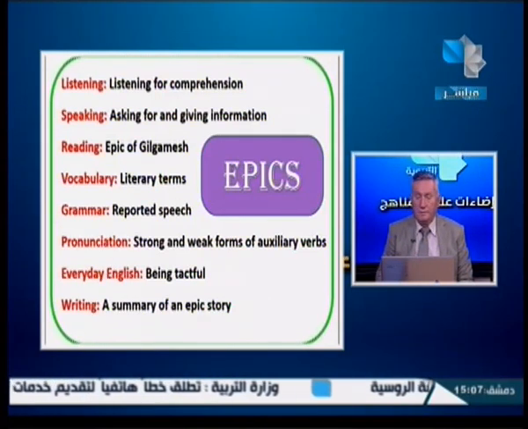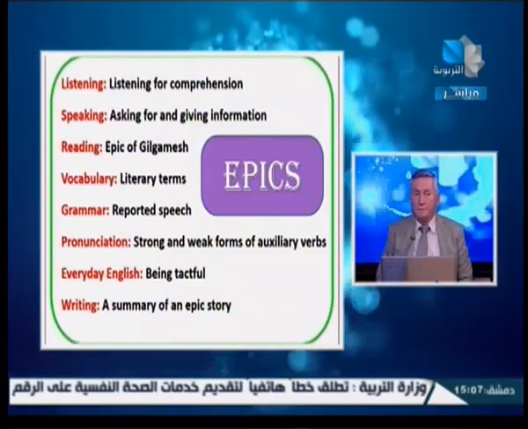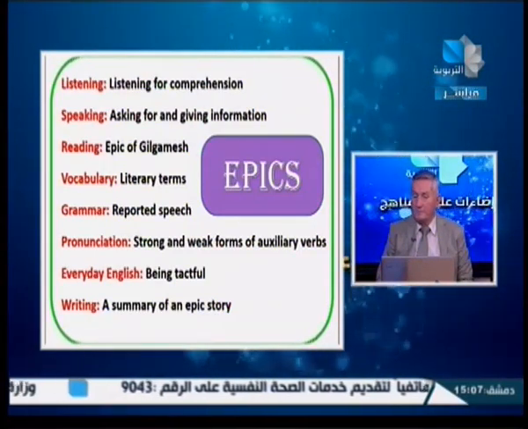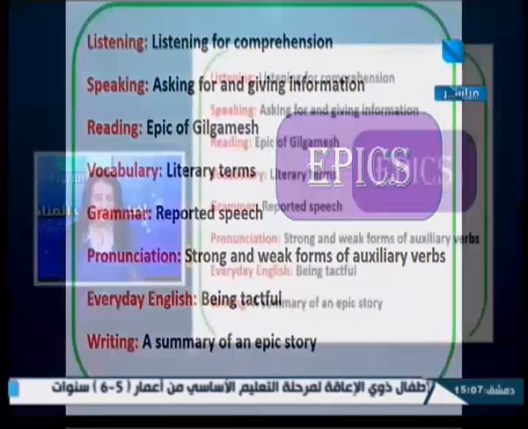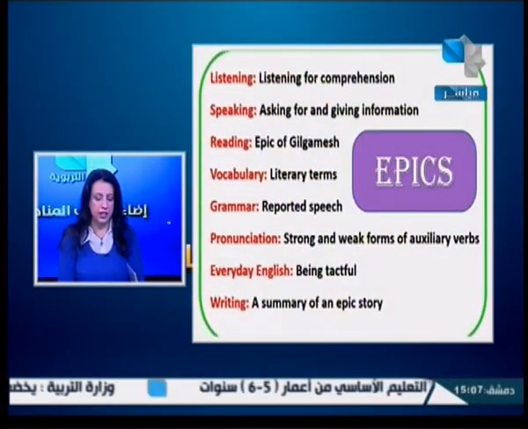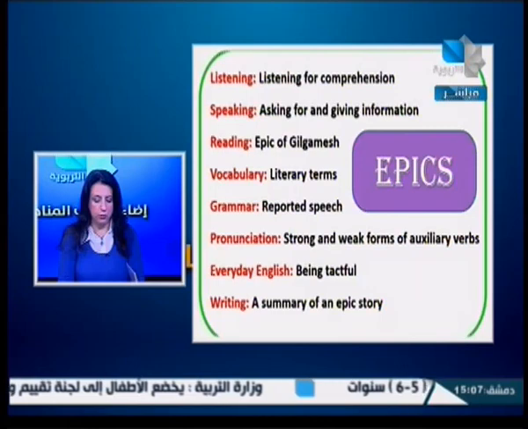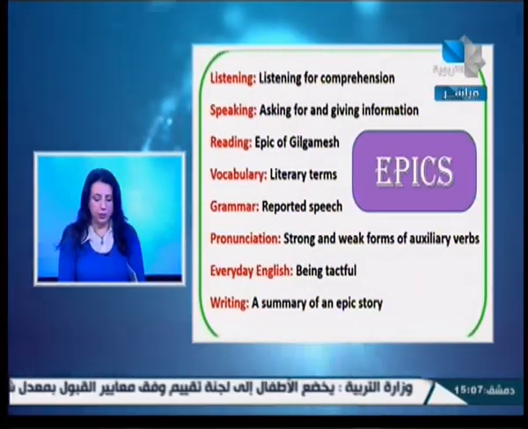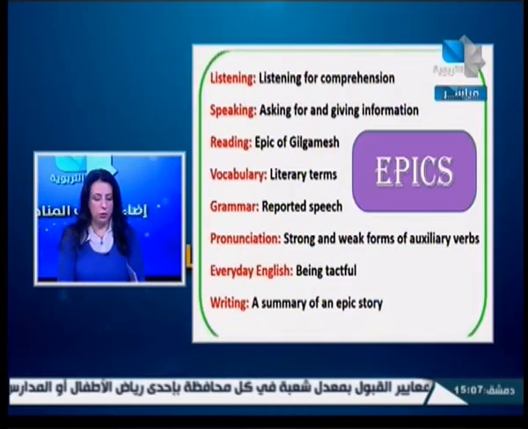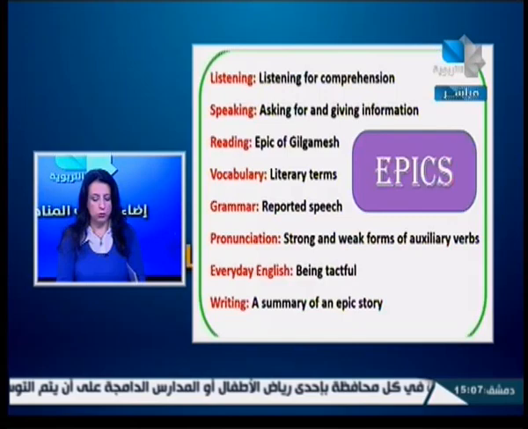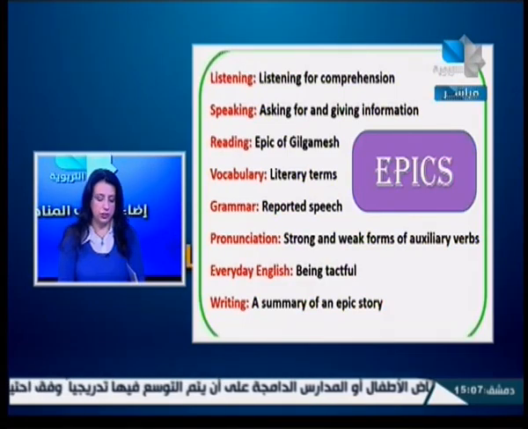Okay, well, this unit is called Epics. It's part of module number 6, which contains epics and masterpieces. In this unit, we're going to start with listening, which is about a piece of writing. So it's listening for comprehension. With the speaking, asking and giving information related to the epic topic. And with reading, we have the Epic of Gilgamesh. With the vocabulary, we have some literary terms that are connected to epics and literature in general.